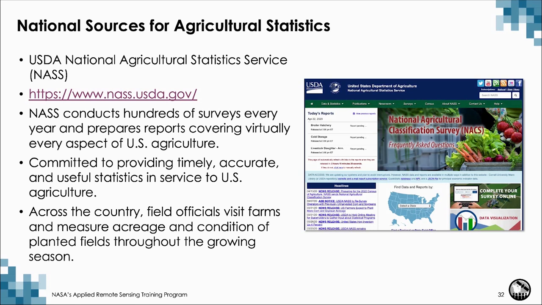Each month, the U.S. Department of Agriculture publishes crop supply and demand estimates for the nation and the world. These estimates are used as benchmarks in the marketplace because of their comprehensive nature, objectivity, and timeliness. NASS conducts hundreds of surveys every year and prepares reports covering virtually every aspect of U.S. agriculture, from the region to the state, to the agricultural statistics district, to the county. They also conduct the Census of Agriculture every 5 years, providing the only source of consistent, comparable, and detailed agricultural data for every county in the United States.